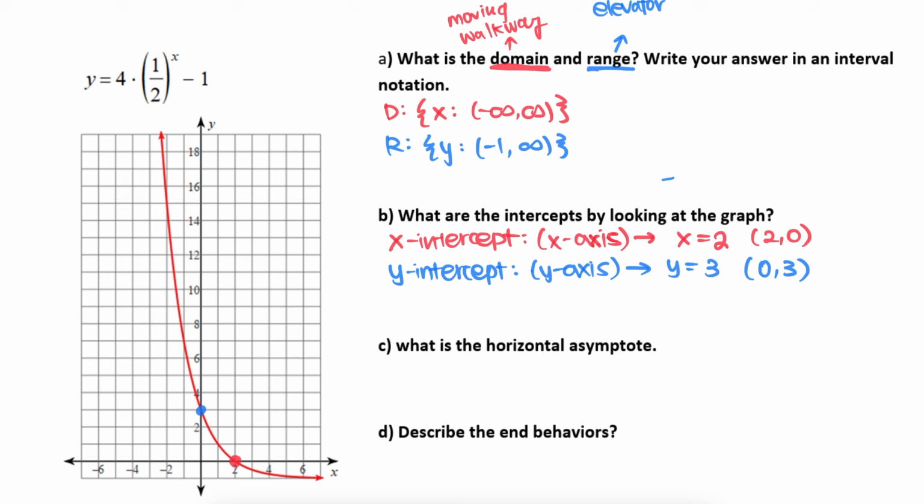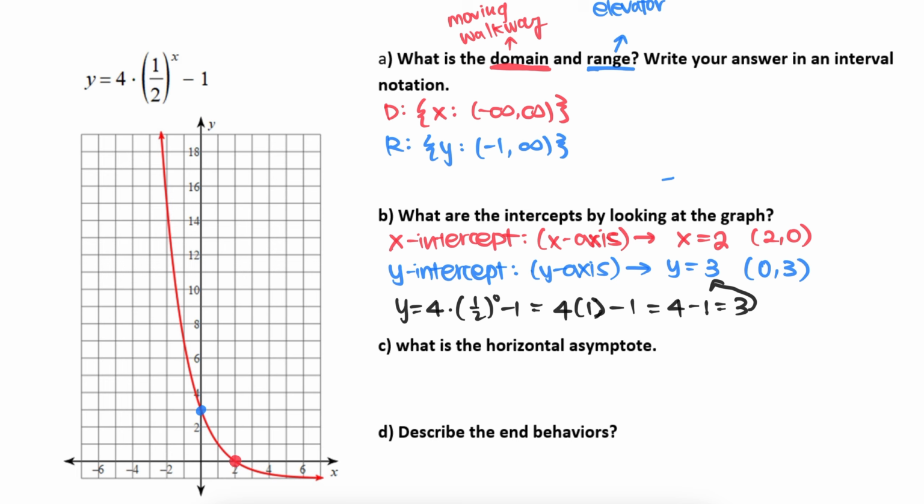Okay, y-intercept is when x is equal to 0. So you could actually solve it when you're not given the graph. If you were to do that, y equals 4 times 1/2 to the 0 power minus 1. 4 times 1 minus 1. That's going to be 4 minus 1, and that's going to give you 3. Okay, you see how this matches? You can check your answers that way.